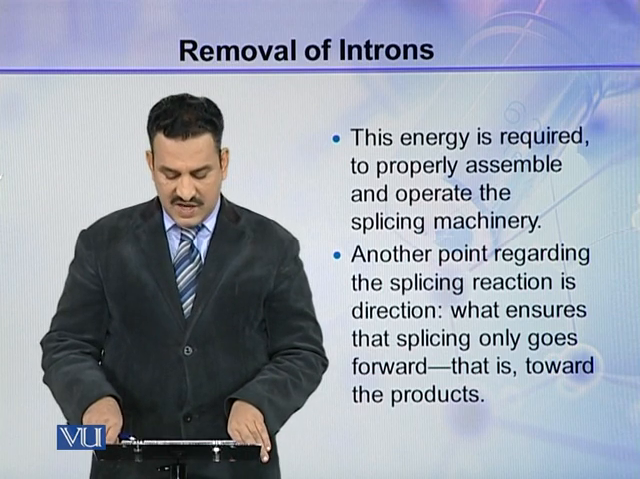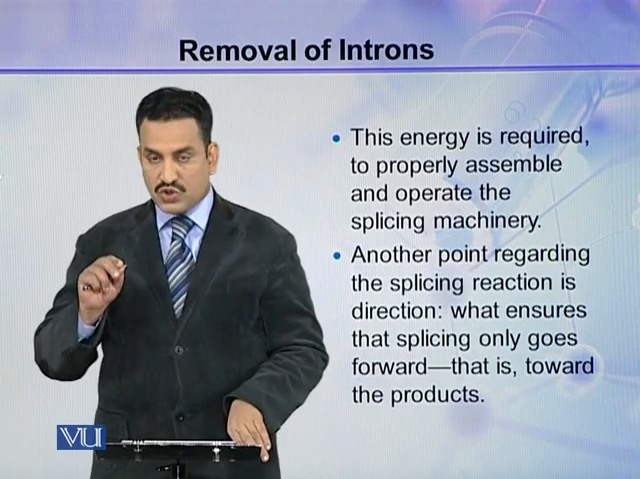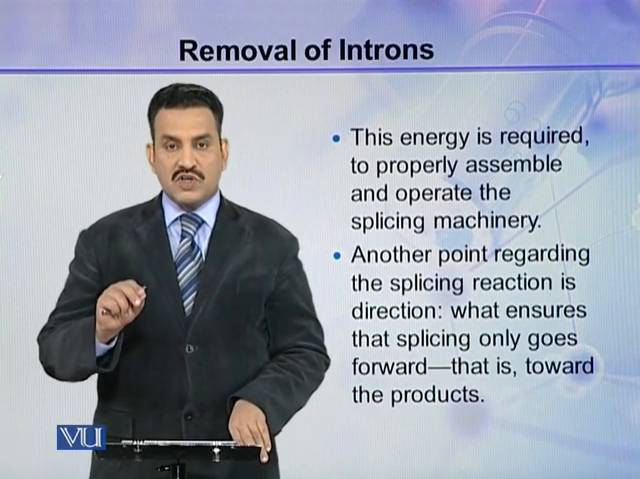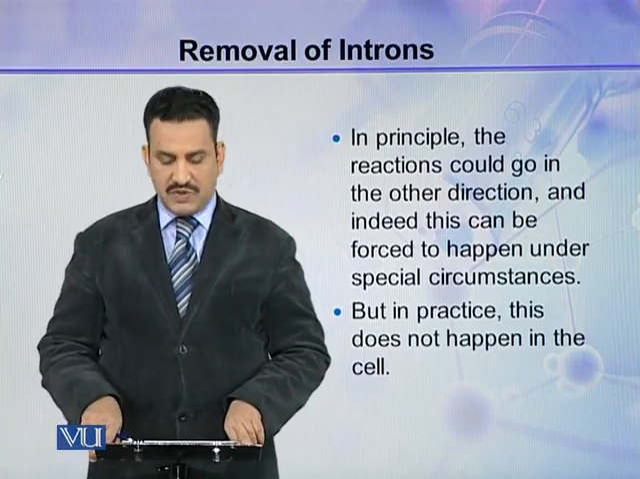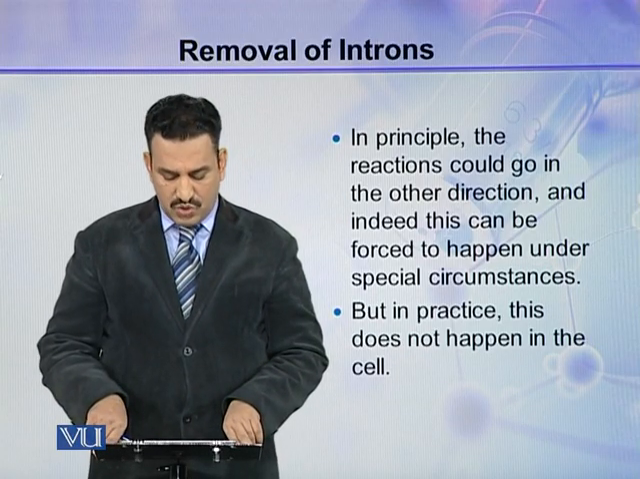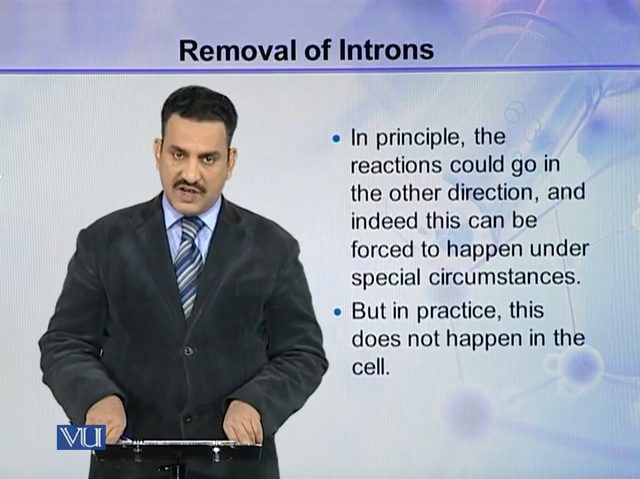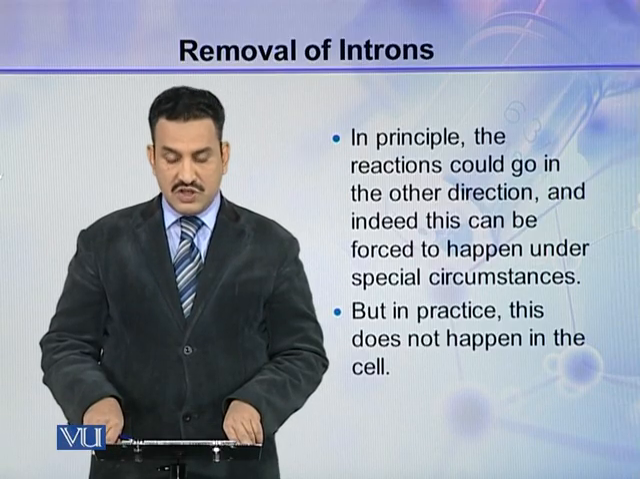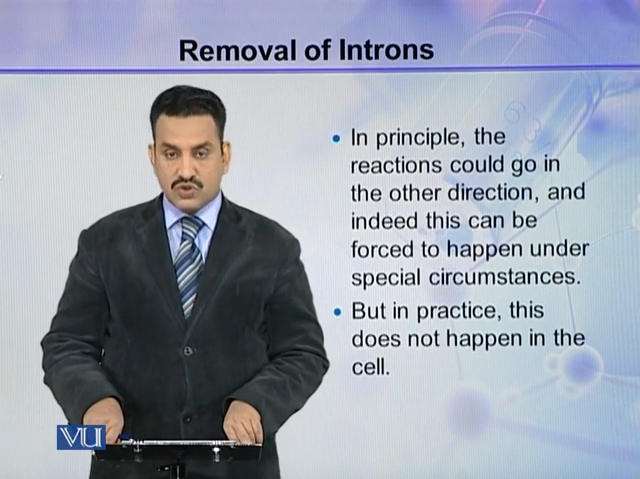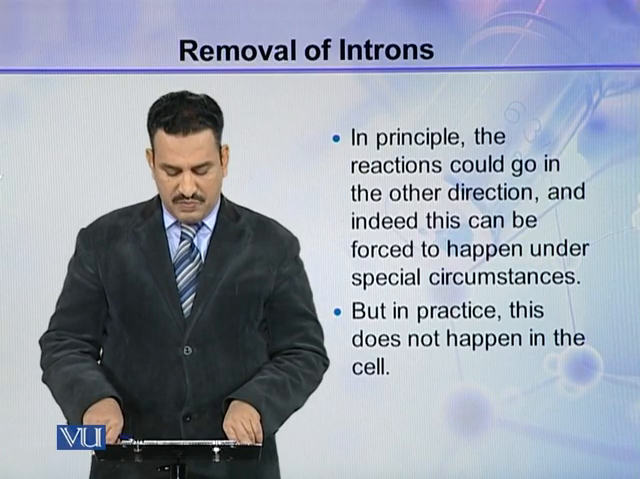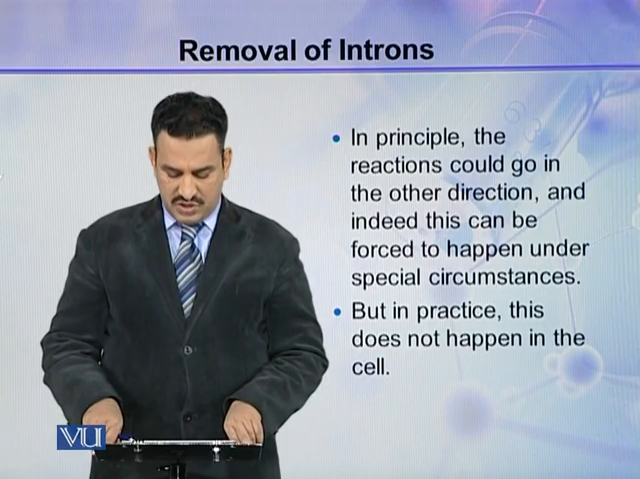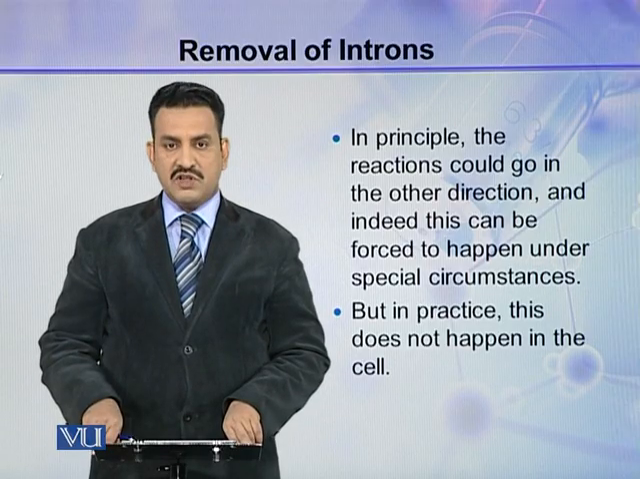Another point regarding the splicing reaction is direction. What ensures that splicing only goes forward, that is, towards the formation of products? In principle, the reactions could go the other direction, and indeed this can be forced to happen under special circumstances. But in practice and under normal conditions, this doesn't happen in the cell.